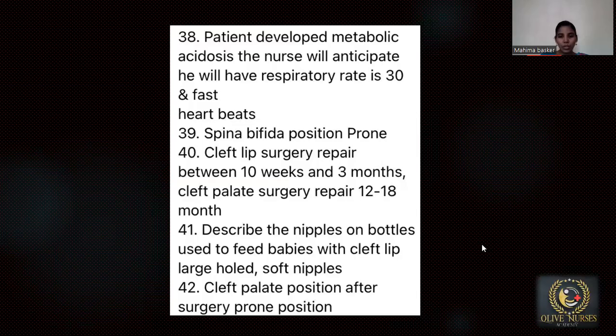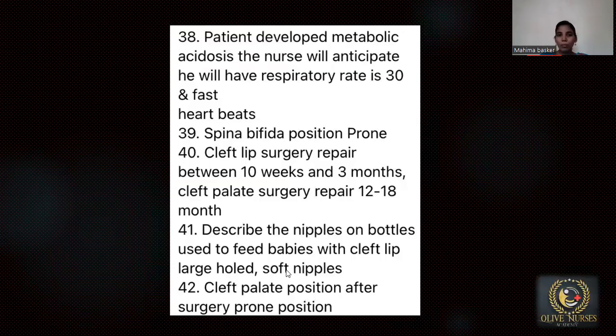Describe the nipples on the bottles used to feed a baby with cleft lip. So what is the description? For a cleft lip baby, we have to use a large hole, soft nipple. That will be the bottle feeding we give for the baby with cleft lip, because they cannot attach to the breast and cannot suck. So what we will do is give bottle feeding. That nipple should be a large hole and soft nipple. Got the point? Large hole, soft nipple. So we'll move on to the next one.